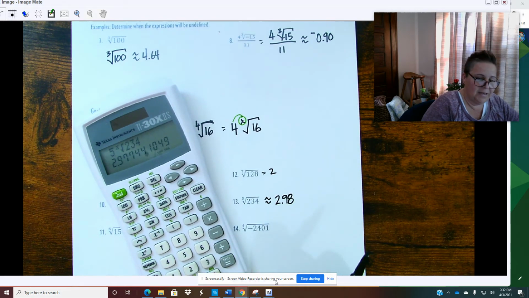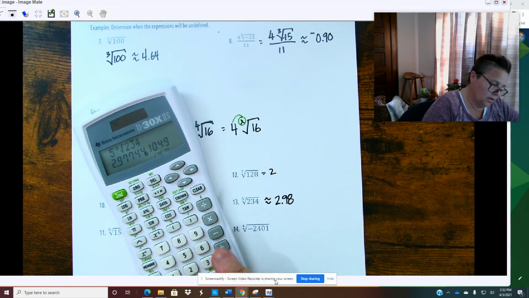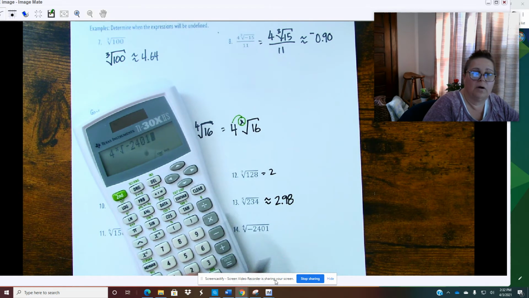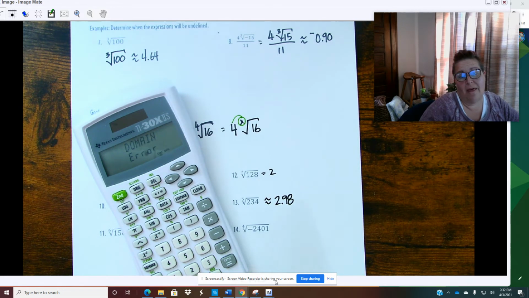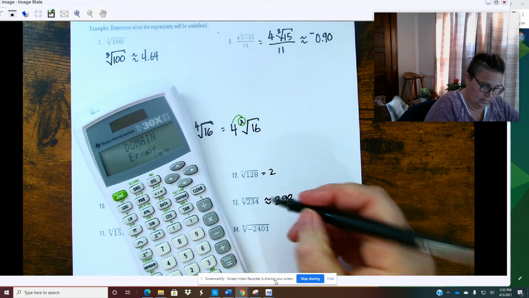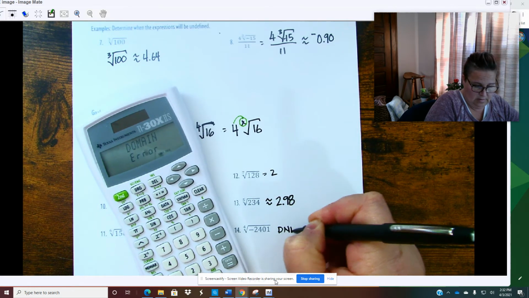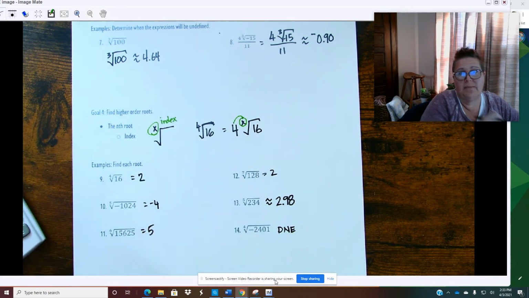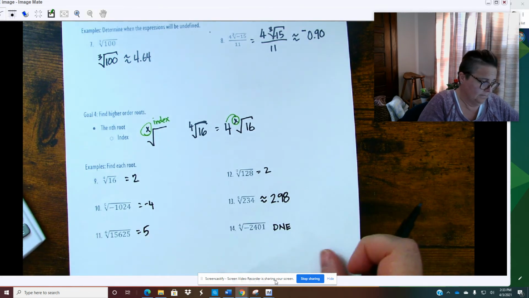And the 4th root of a negative 2,401. Okay, so I need a 4th root, negative 2401. I got a domain error. And when I get a domain error, that means that this root does not exist. It's probably imaginary, but we haven't done a lot of that yet. So if you're getting a domain error, just assume that the root does not exist at that index or at that particular radical. All right, great.